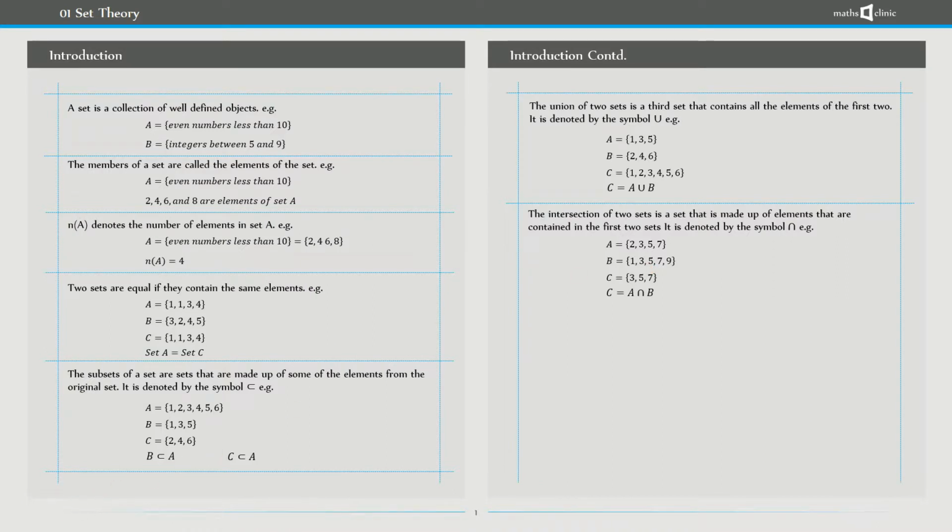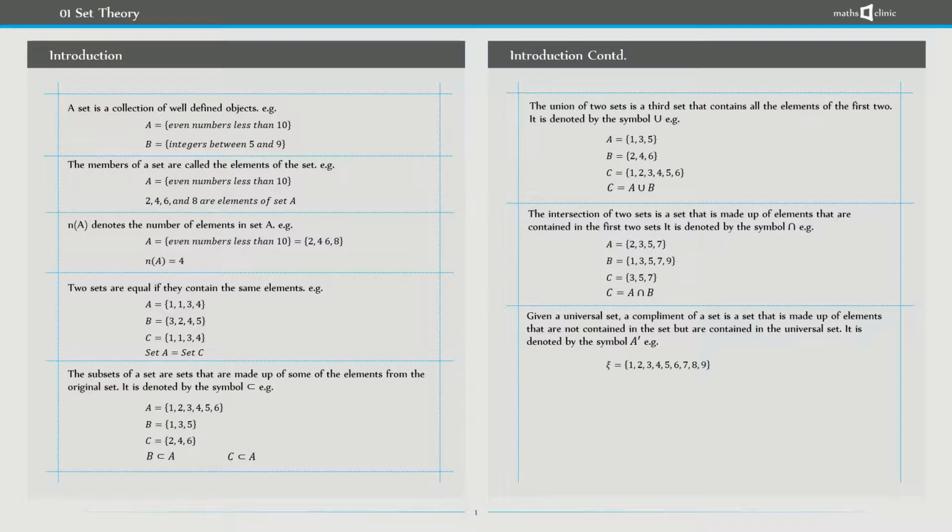Basically, these are just very simple principles. Given a universal set, and I'll just tell you what a universal set is. A universal set is a set that contains all the elements, and that's all you need to know for now. It will be clearer as we progress. But a universal set is a set that contains all the elements. A complement of a set is a set that is made up of elements that are not contained in the set but contained in the universal set, and it is denoted by the symbol A prime.